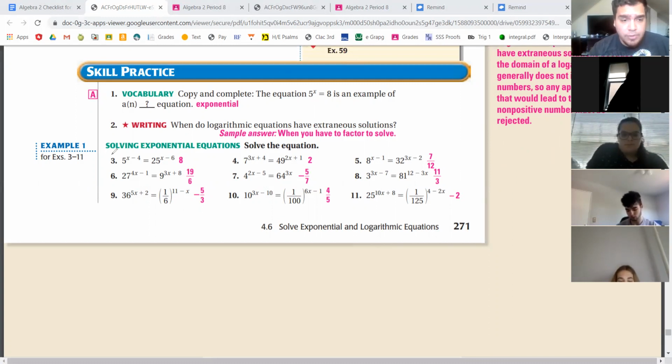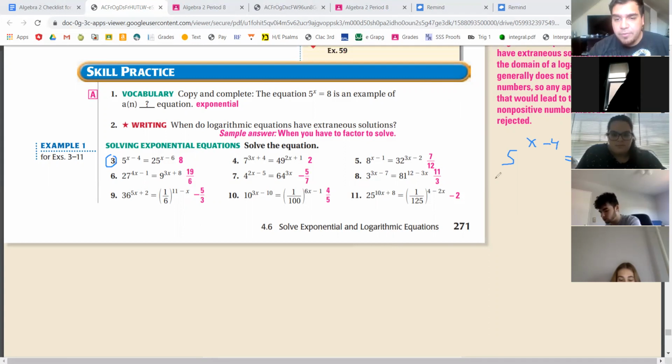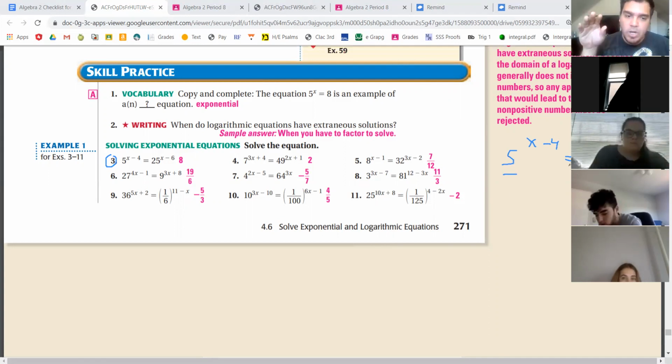So let's take number 3, a very simple one. That's 5 to the x minus 4 equals 25 to the x minus 6. So this 25 and 5 don't match, and that's kind of an issue. I want them to match. So what I'm going to do is figure out how I can write the bigger one to match the smaller one. So I'm going to try 5 to the 1st power first. That gives me 5.